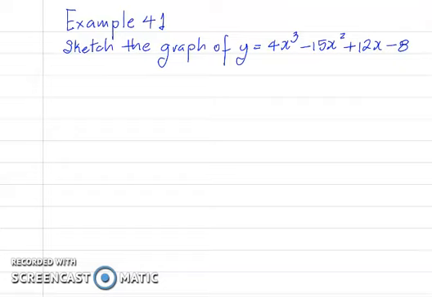Remember, the y-axis is the line x is equal to 0. So when x is equal to 0, every term in the polynomial that has x in it is going to come out to be 0. And that is going to leave the constant term, which is minus 8. So I can say that (0, minus 8) is the y-intercept.